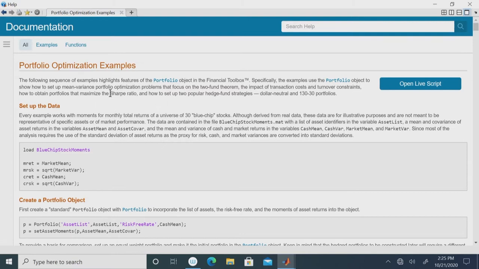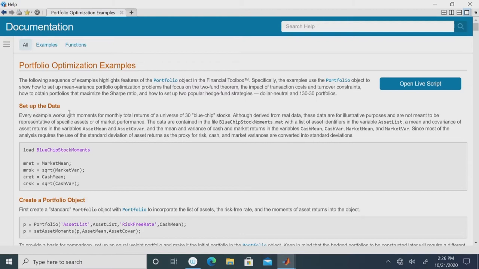And we will look at the problem of maximization of the Sharpe ratio, which was an indicator of effectiveness in the management of the portfolio, and we will briefly mention two popular hedge fund strategies, namely the dollar neutral and 130-30 portfolios. So, we will just mention those since they were not a part of our regular discussion in the preceding lectures. So, first thing we do is we will have to set up the data.